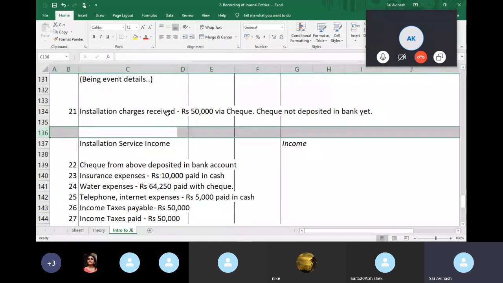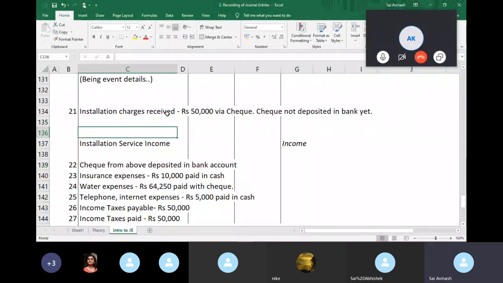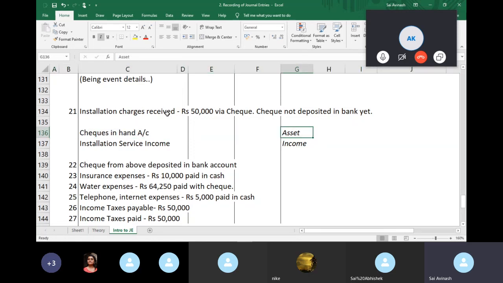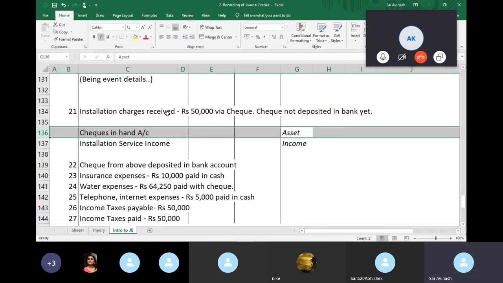So instead, the corresponding account I have to debit is an account called checks in hand account. So this is an asset. This account represents the checks I have received from customers and anybody else, and I am yet to deposit these checks in the bank. Okay. So at any point of time, this account will represent what checks I have lying in my office. So I have to send somebody to deposit these checks in the bank.